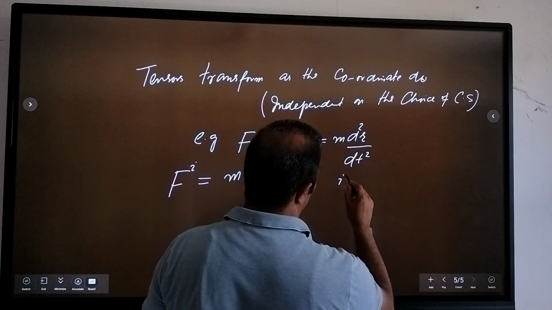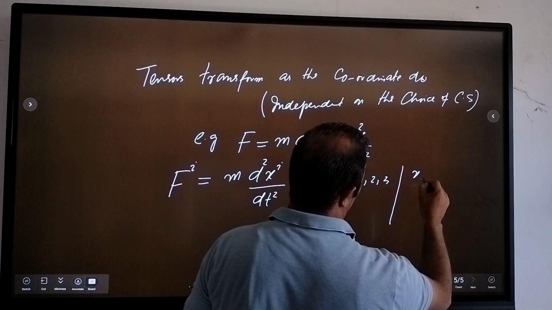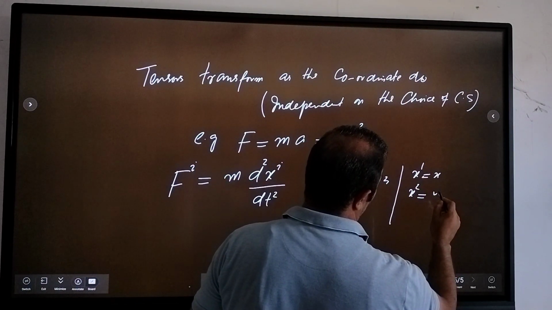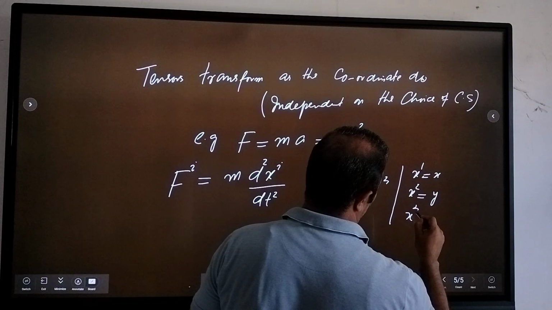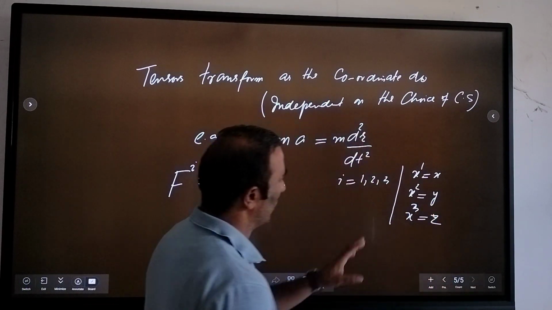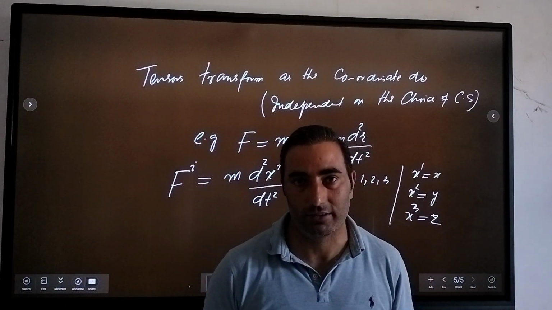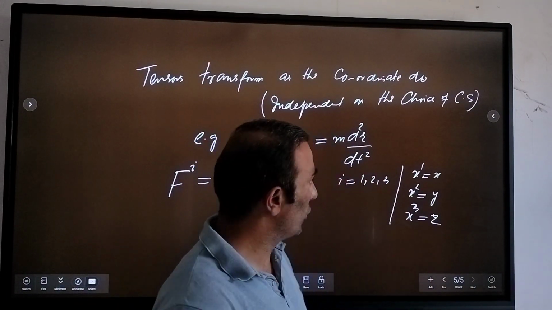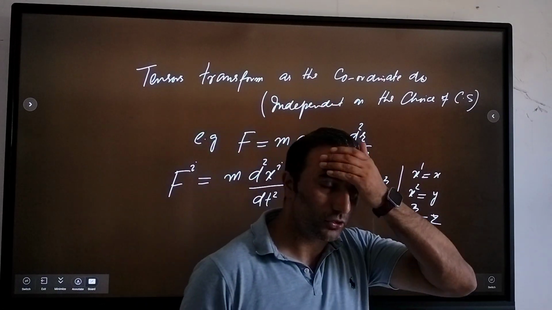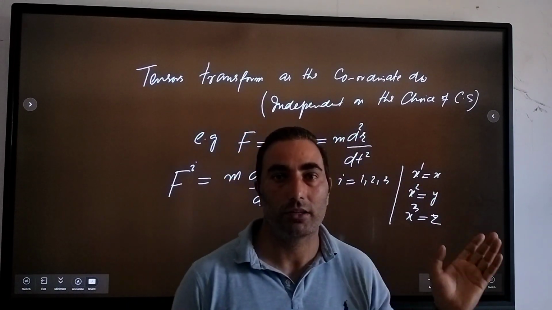Because I will take values at 1 and this x equal to 0. So that means it includes all those components, meaning ax, ay, and az, right? तो मैंने आपको ऑलरेडी बताया कि जो ट्रांसफॉर्म these tensors transform as do these vectors do, right? So that means it is independent of the choice of the coordinates.